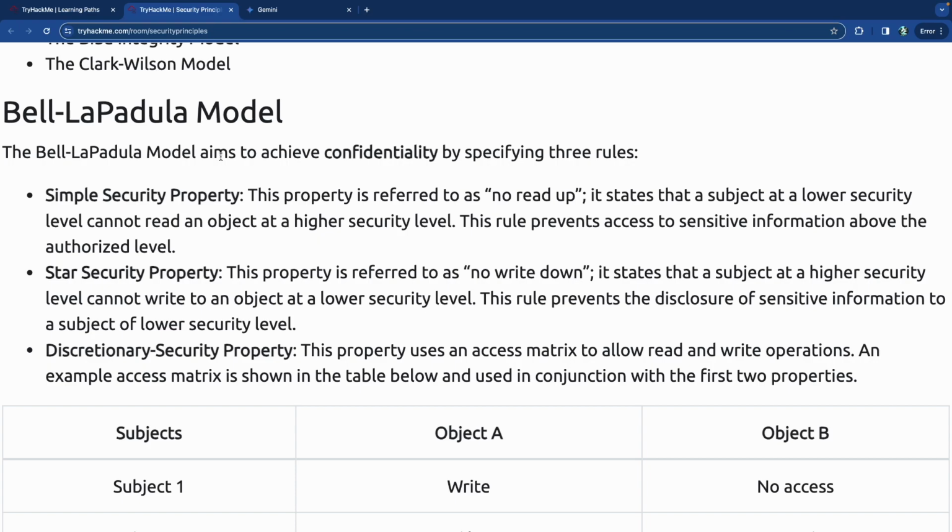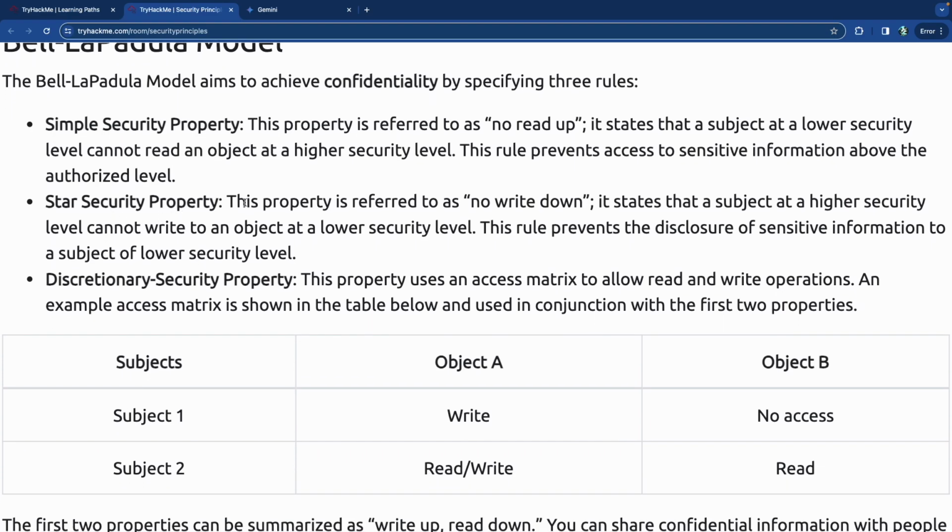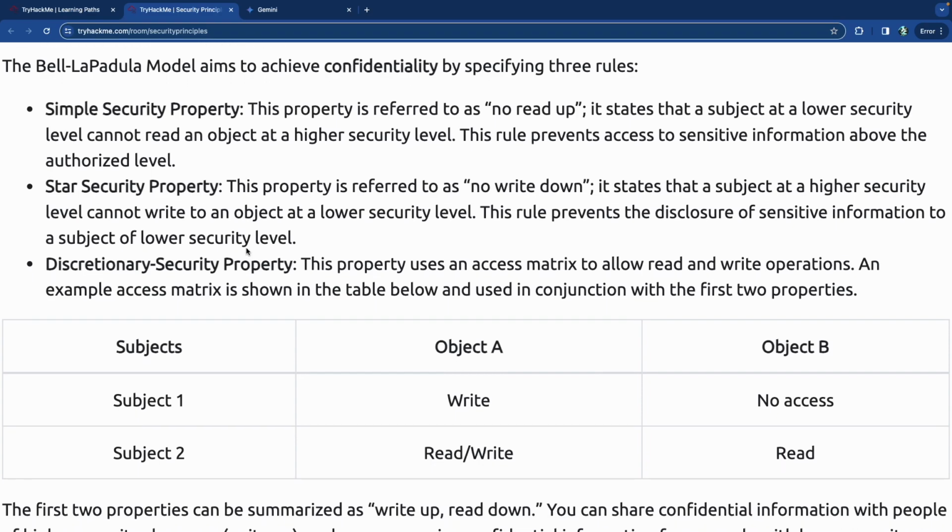The Bell-LaPadula model aims to achieve confidentiality by specifying three rules: simple security property, star security property, and discretionary security property. Simple, also referred to as no read up, states that a subject at a lower security level cannot read an object at a higher security level. This rule prevents access to sensitive information above the authorized level. Star is referred to as the no write down. It states that a subject at a higher security level cannot write to an object at a lower security level. This rule prevents the disclosure of sensitive information to a subject of lower security.